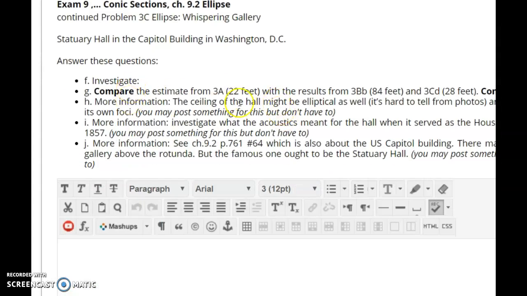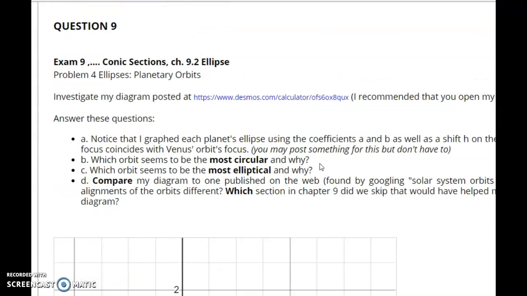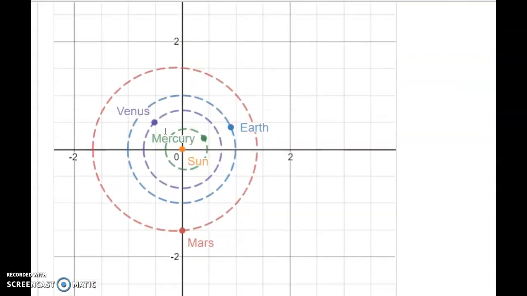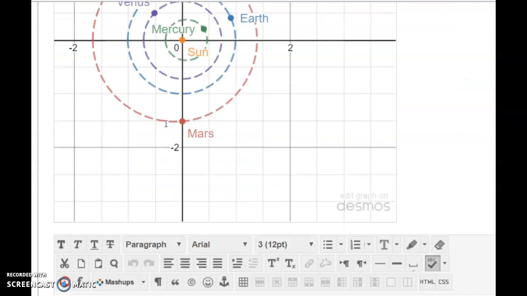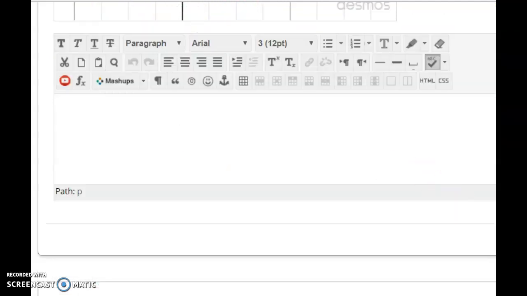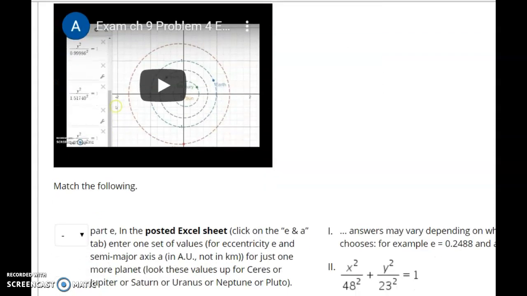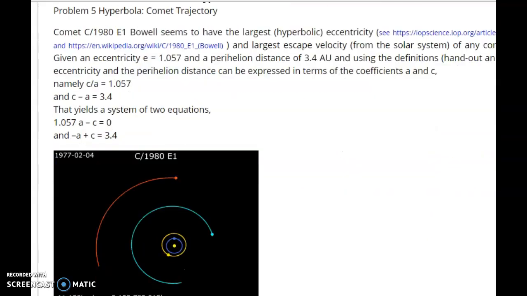So here's another problem here. Notice there's really only one that you have to answer. Compare and comment on this one. And then here is another one on the ellipse. This is planetary orbits, and you have to answer a few questions. And let's see. So here is still ellipse. I recommend that you watch this little video. And again, you have matching questions here. And then there's the last one.